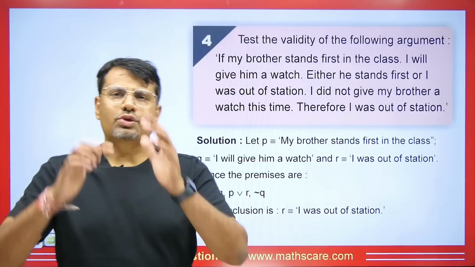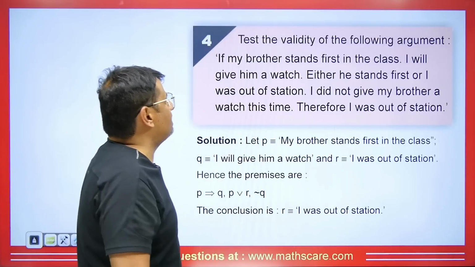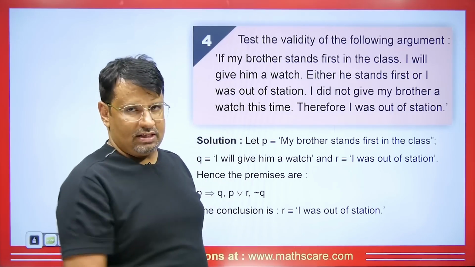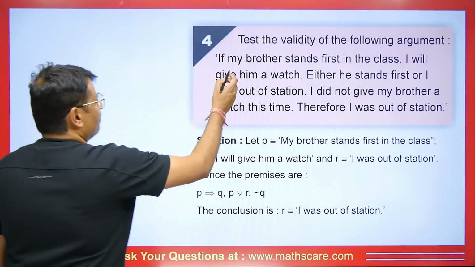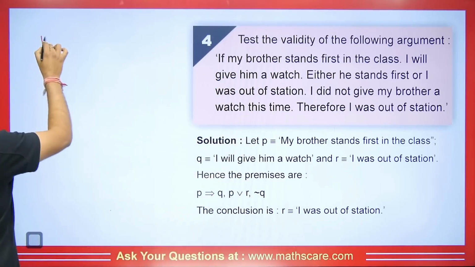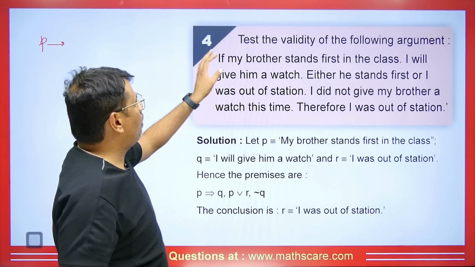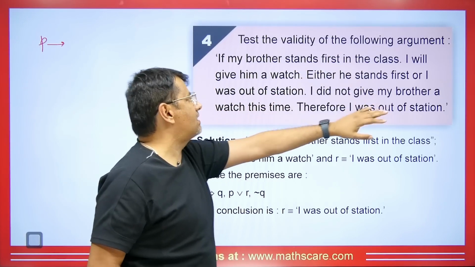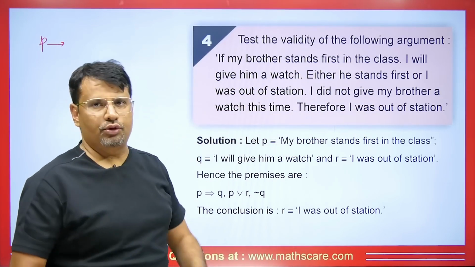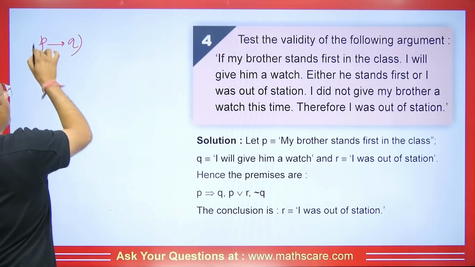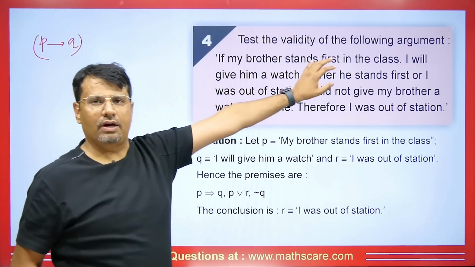Let's see the next question, which is to test the validity of the following argument. If my brother stands first in the class, so if is coming here, so stands first will be denoted as P. And if is here, so we will take the implication. Are you getting my point? If my brother stands first in the class, I will give him a watch. All right. So here I am giving the watch. So you denote watch as Q, right? So if my brother stands first in class, then I will give him a watch.